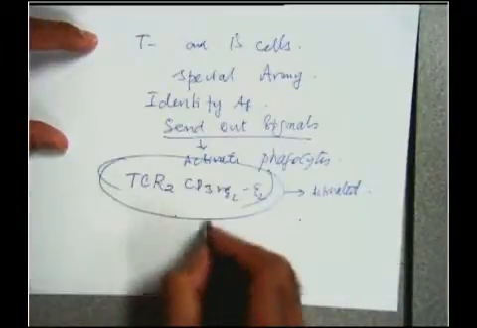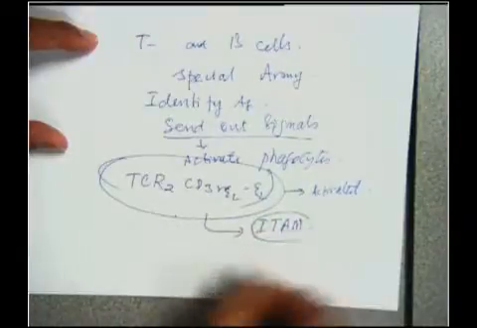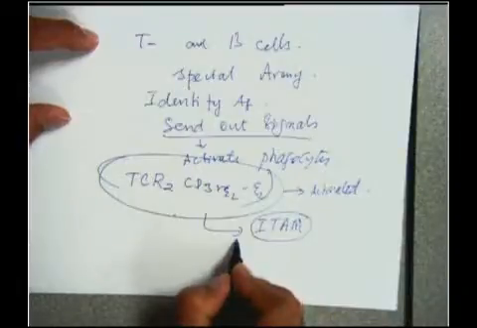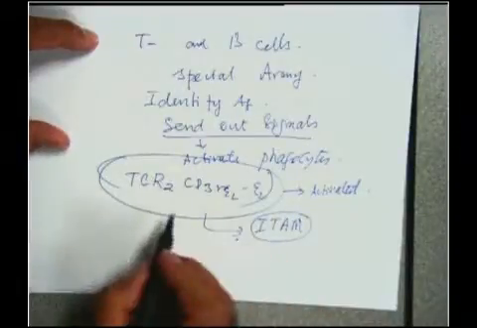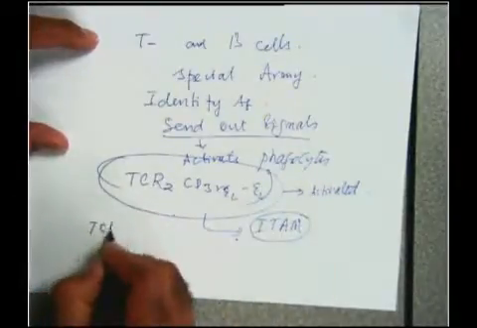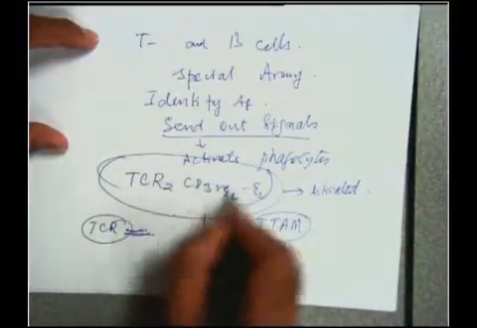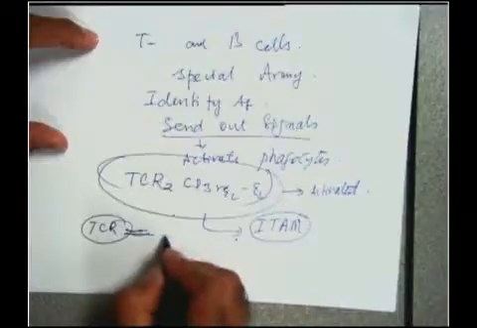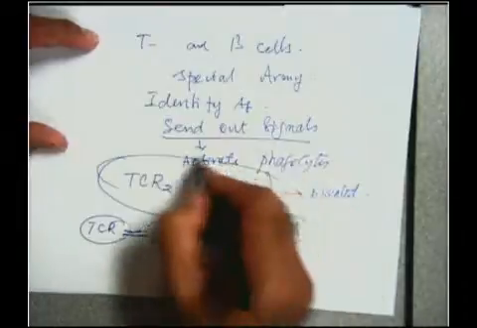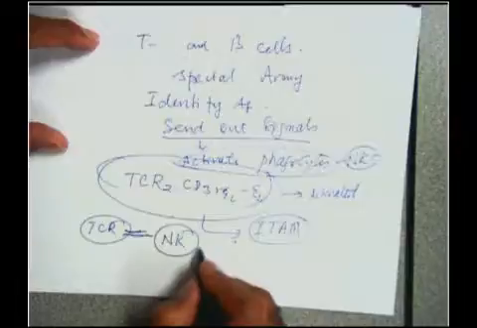In other words, this is called ITAM, signal transduction, triggering molecules. Okay. And this epsilon chain of the TCR can bind with one of these molecules, right? One of these subunits binds with the NK cell, natural killer cells. That's what sends out the signals to the phagocytes and the NK cells.